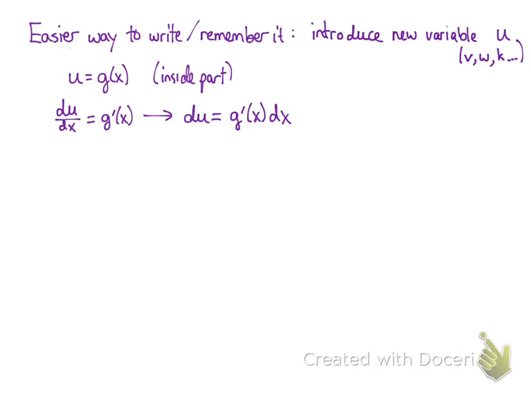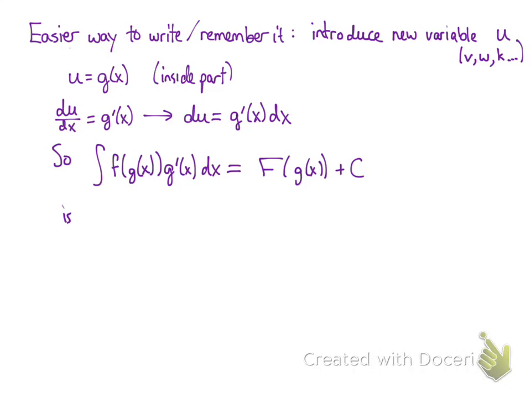And then we take a derivative and we get du dx is g prime of x, and that means I could multiply both sides by dx, sort of, and write du equals g prime of x dx. So the part of the integral that we had before, g prime of x dx, we will be able to replace with du. So this is what we had on the other page. The integral of f of g of x times g prime of x dx is capital F of g of x plus a constant. Now replace g of x with u and g prime of x dx with du, and this looks much nicer.